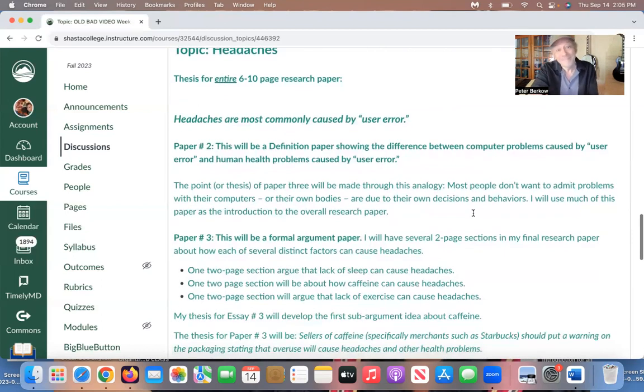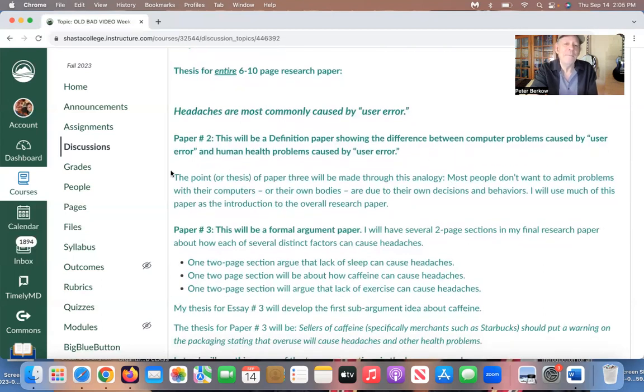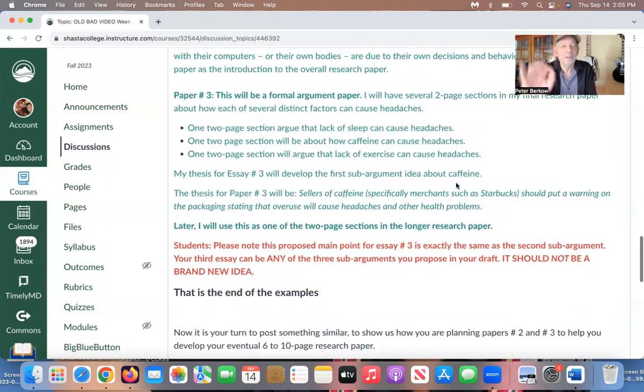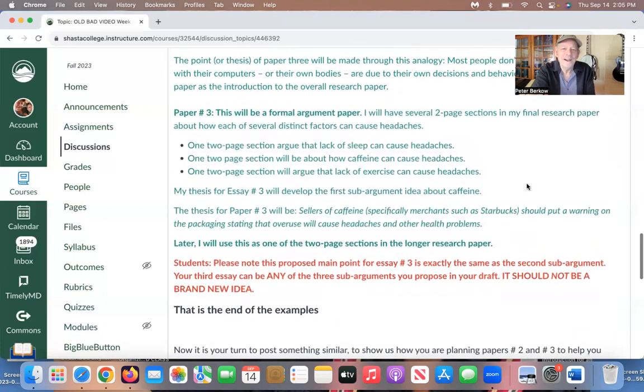And so for paper number 2, a definition paper, they're going to define what they mean by user error, okay? And that's going to get the paper started. It's kind of a fun idea. It was just a little bit of a sense of humor built into that one. Okay, then the student is going to break down the longer 6 to 10 page research paper to argue several different two-page sections, sub-arguments, to support this idea that headaches are caused by user error. One two-page section will argue that a lack of sleep can cause headaches.